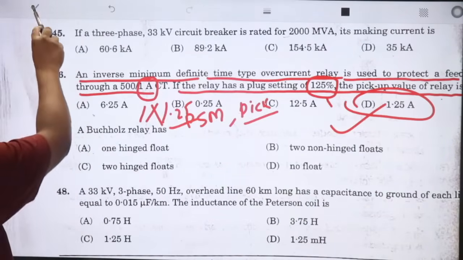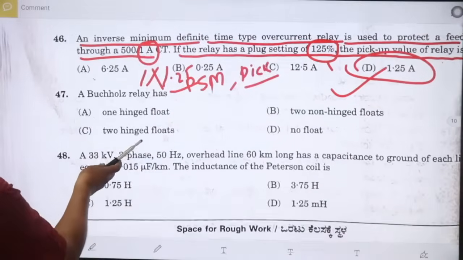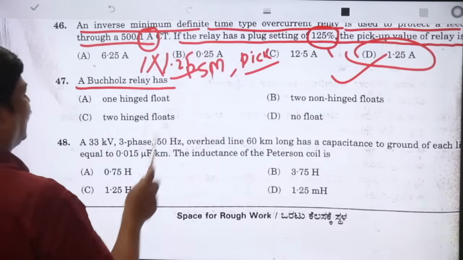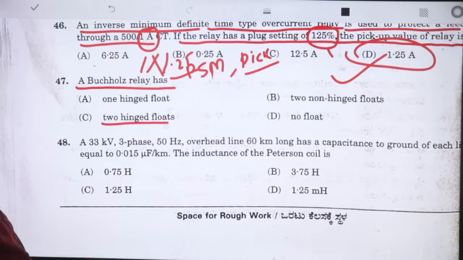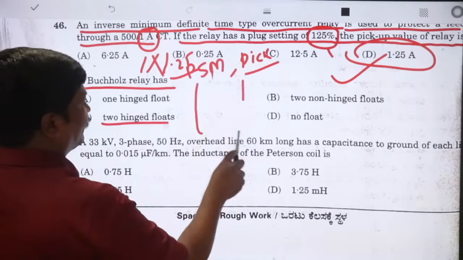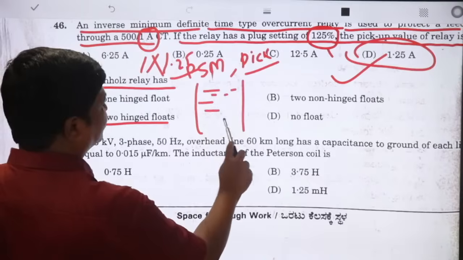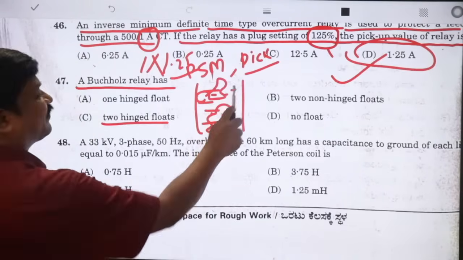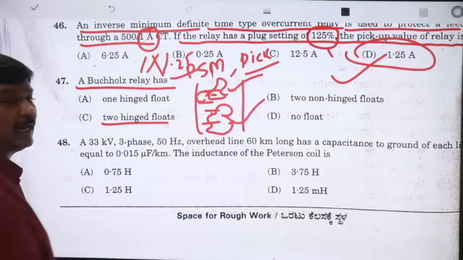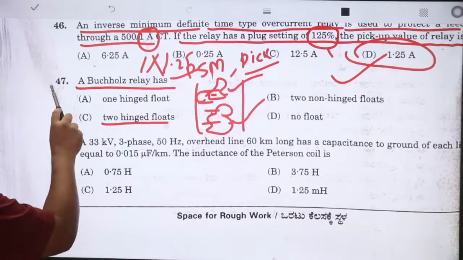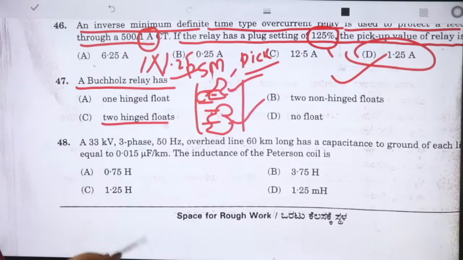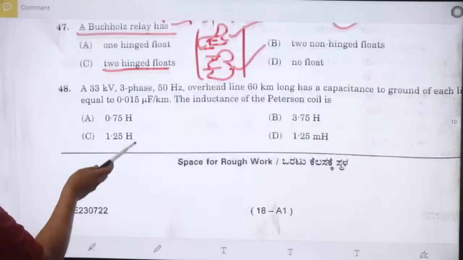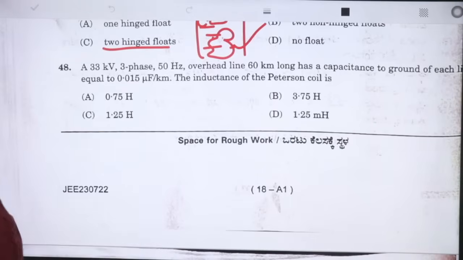Same ditto question we got here. So this is a generalized question. Everybody knows it. A Buchholz relay has two hinged floats. This is the relay what we are having, having oil here. One float is a hinged float, another hinged float. This is for alarm. This is for circuit breaker operation. So that's why the answer is this one. Okay. Next.